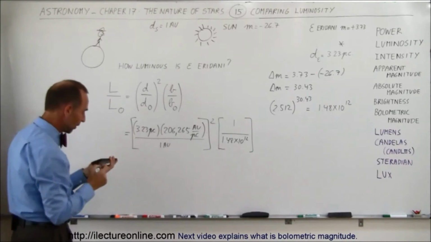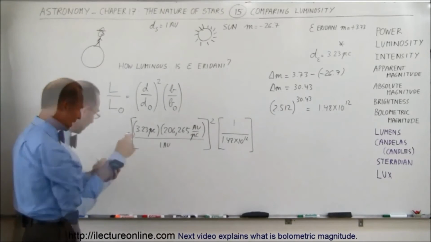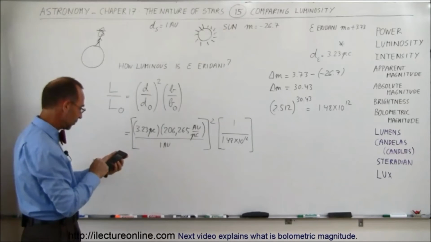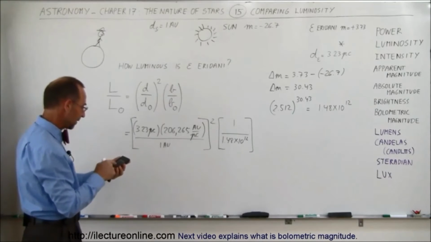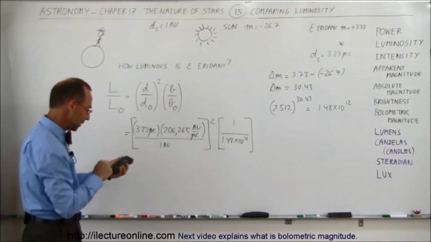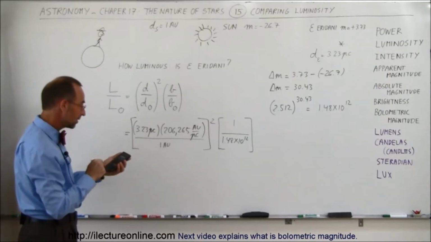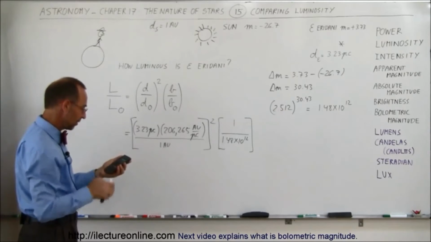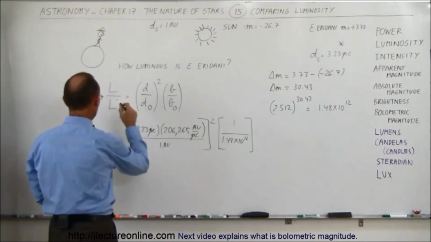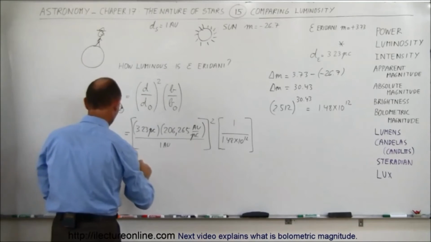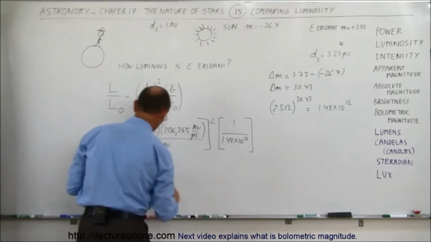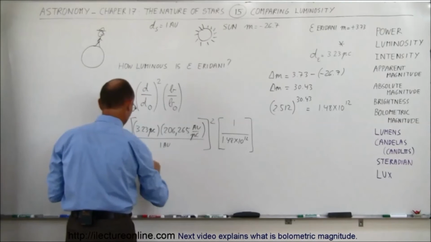All right, now we're ready to go ahead and multiply this out. 3.23 times 206,265. Okay, then we square that number and we divide that by 1.48 e to the 12th. And okay, there we go. The result is that the ratio of the luminosity of the star to the luminosity of the sun is 0.2, oh, might as well just call it 0.3, round it off, 0.30.